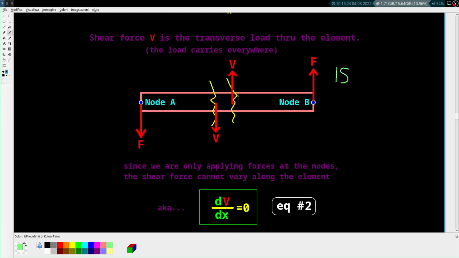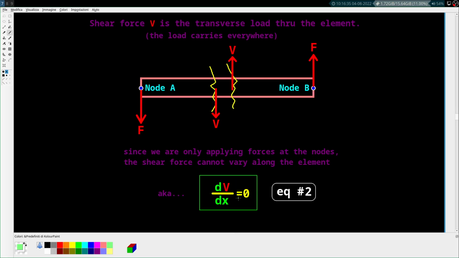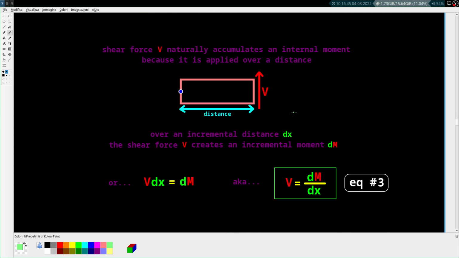And because it doesn't change over the length, because we're not applying any forces inside the element, we're not applying any distributed loads or anything in the middle, we're only applying nodal forces. What does that mean? Well, that means that dV dx is 0. There's no way that V can change over the length x of this member. That's equation number 2.